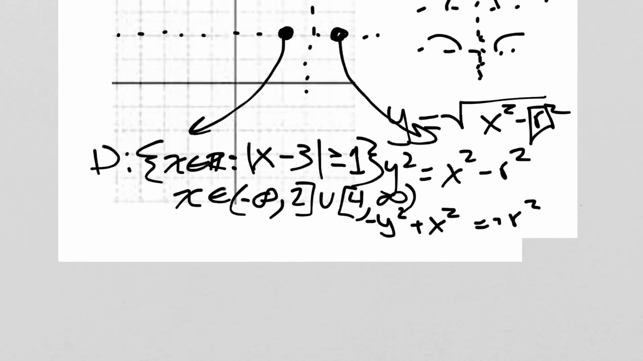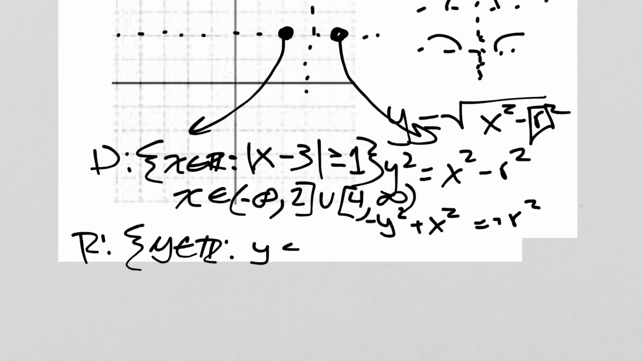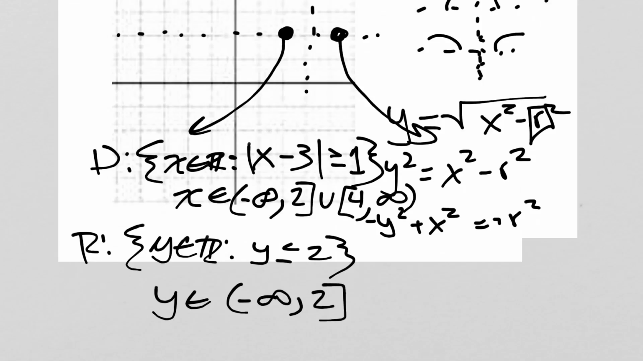There you have that. Range, what we got going on? Well, set builder notation. Y is an element of the set of all real numbers such that y is less than or equal to positive 2, that vertical shift value. Interval notation is going to say y is an element of the interval negative infinity up to 2. Boom, inclusive, done.